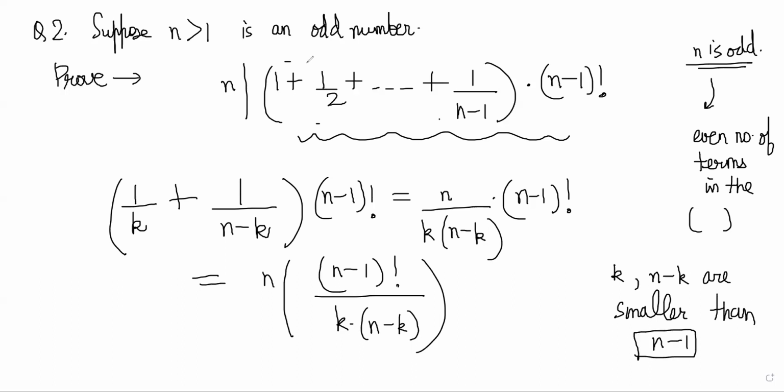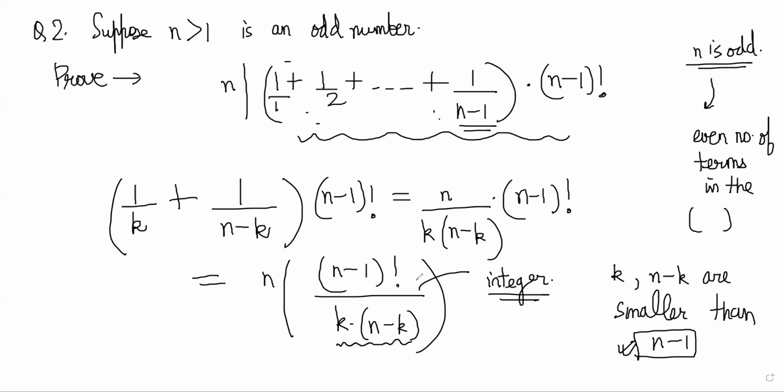Why? Because k will appear somewhere inside this group, right? This group starts from 1 by 1, 1 by 2 till 1 by n minus 1. So both the terms k and n minus k are smaller than n minus 1. So obviously, then what we know for sure is that this will be an integer. Why is this an integer? Because (n-1) factorial is the product of all the integers from 1 till n minus 1. So it already has k and n minus k inside it. So that can be cancelled, right? The denominator can be completely cancelled, and this is an integer.